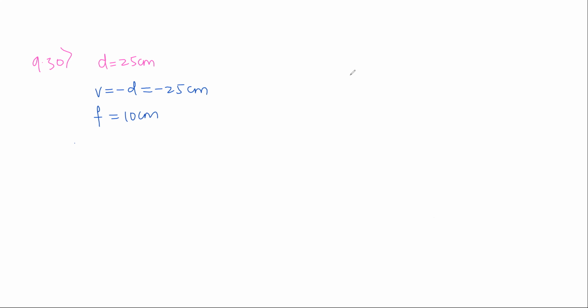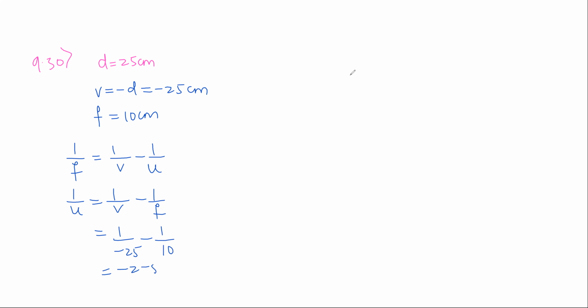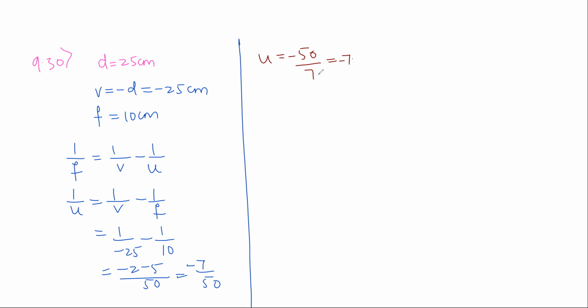Object distance u we have to find. According to lens formula 1 by f is equal to 1 by v minus 1 by u, just modify the formula: 1 by u is equal to 1 by v minus 1 by f. v value is taken minus 25, minus of f value is 10. Take the LCM of these, minus 2 minus 5 divided by 50, so that we got minus 7 by 50. Therefore u value we got as minus 50 divided by 7 is equal to minus 7.14 centimeter. So magnification is calculated by using the formula.